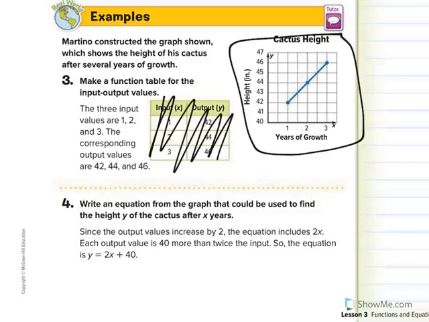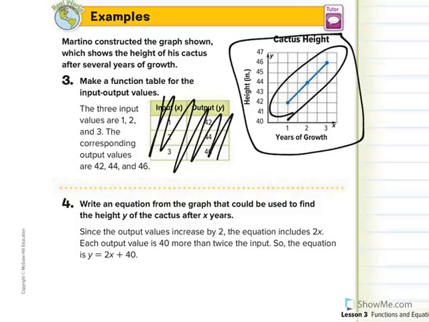They've provided you with this graph, and from it, you need to create a table that has the input and the output values. And you're going to gather that from finding the 3 points that you see here in your linear function. So you're going to look at your points and identify them as ordered pairs. So there's (1, 42), (2, 44), and (3, 46).